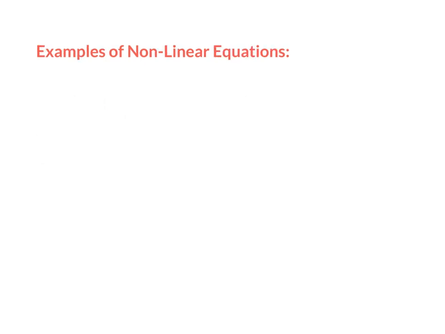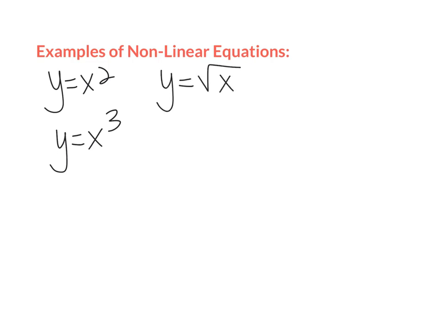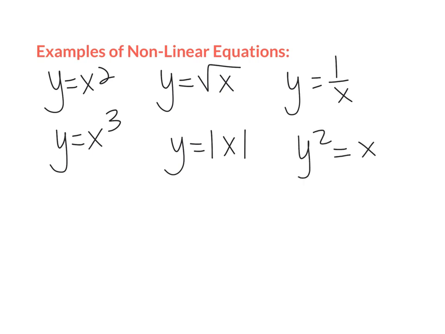Examples of nonlinear equations. Some examples would be y equals x squared, y equals x to the power of 3. Anytime x is to any power other than 1, it is nonlinear. Another example would be y equals the square root of x, y equals the absolute value of x, y equals 1 over x. Anytime x is a denominator, it will be nonlinear. Y squared equals x, and y equals x plus 2 times x plus 1.